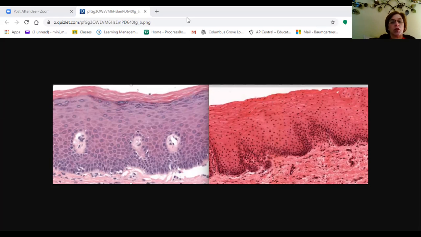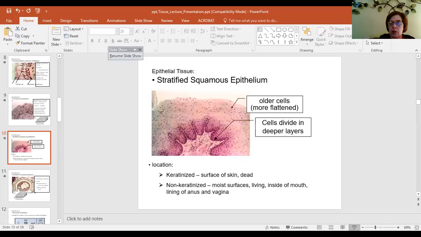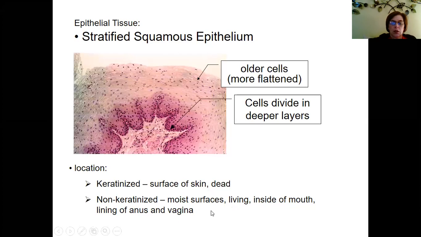All right, I'm going to stop sharing here and go back to my other screen. Share the screen. So we need to know where they're found and why they look the way that they look. And we'll get more practice identifying those later. All right, that's our stratified squamous. And again, to be specific, keratinized stratified squamous epithelium, non-keratinized stratified squamous epithelium.